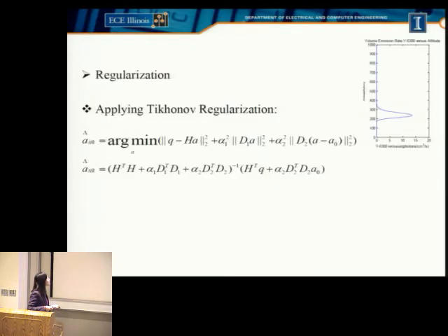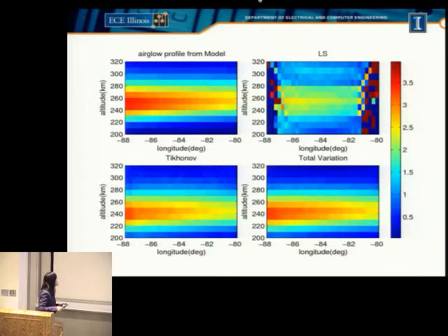So to improve this problem, we apply regularization. Regularization is assuming we already have some prior knowledge of the reconstruction profile. Like shown here, this is just the L2 norm residual error that shows the data fidelity. And these two terms, we call the penalty constraint, which is the prior knowledge. So let's go back to this plot.